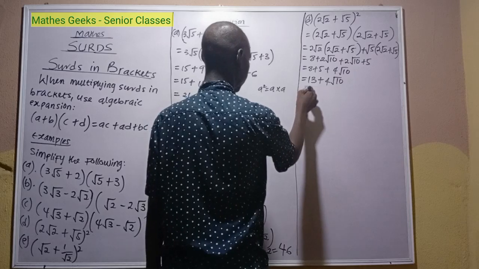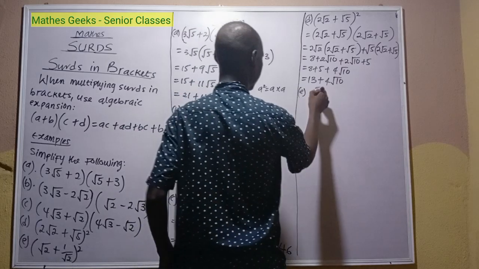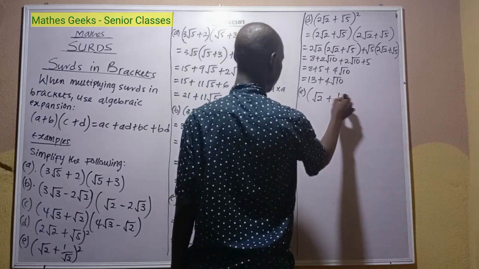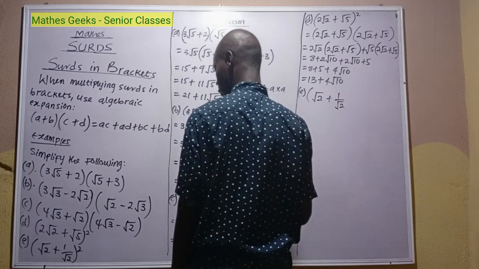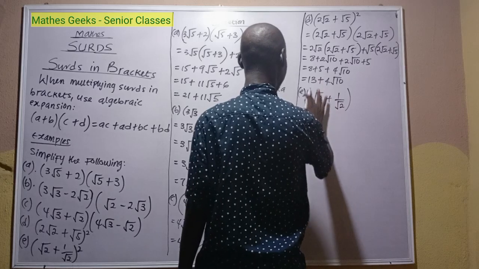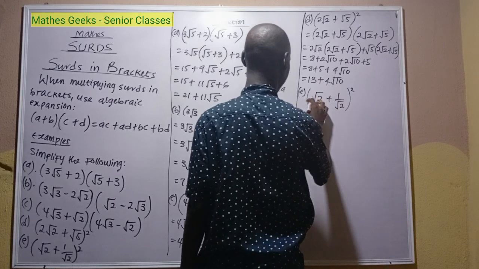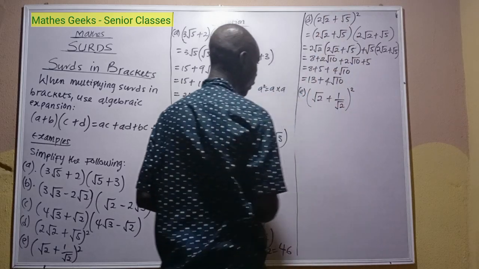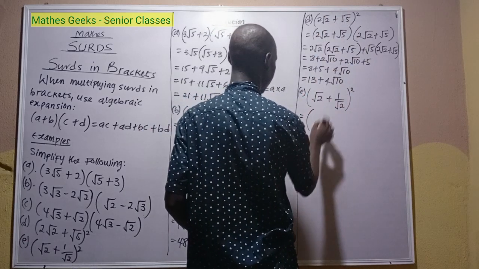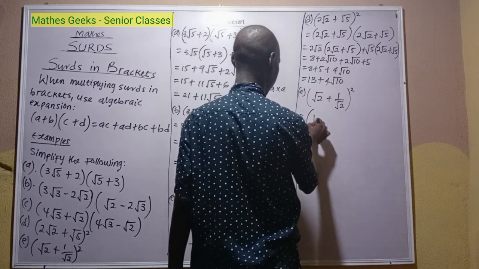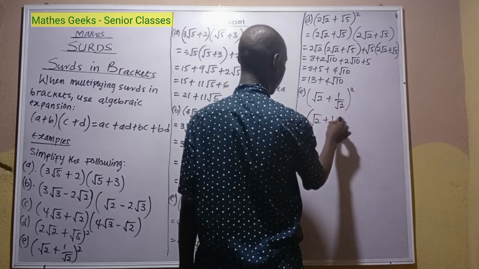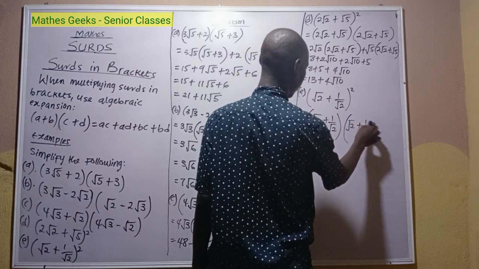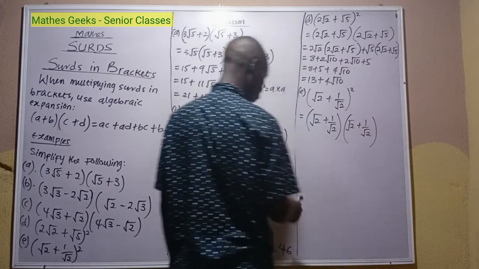E. Root 2 plus 1 over root 2, all squared. This is similar to what we have here, where this implies that this bracket should multiply itself. So root 2 plus 1 over root 2 times root 2 plus 1 over root 2.